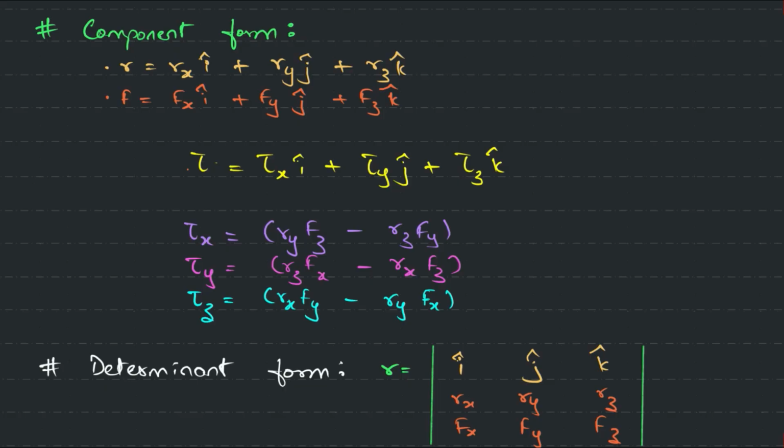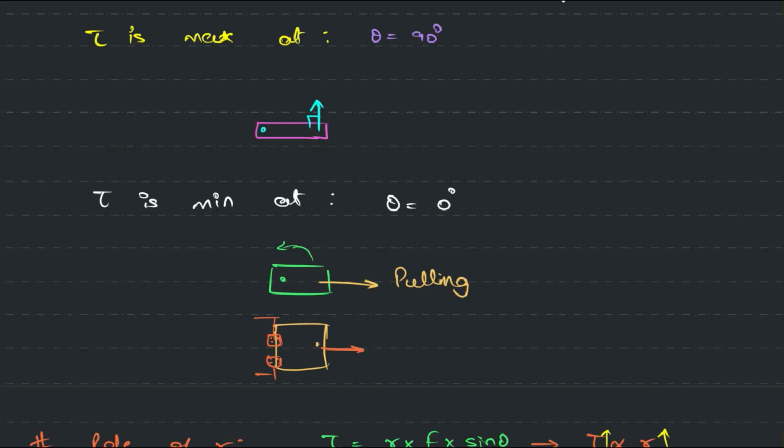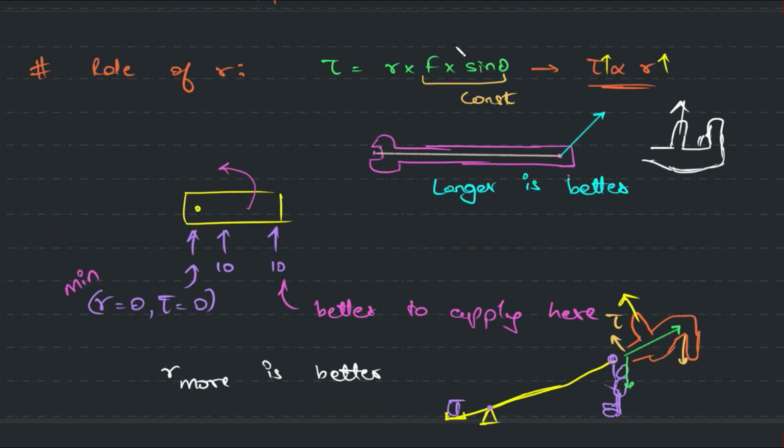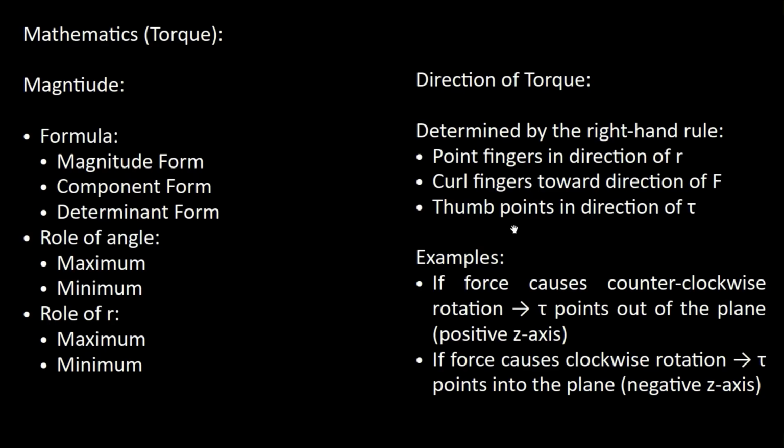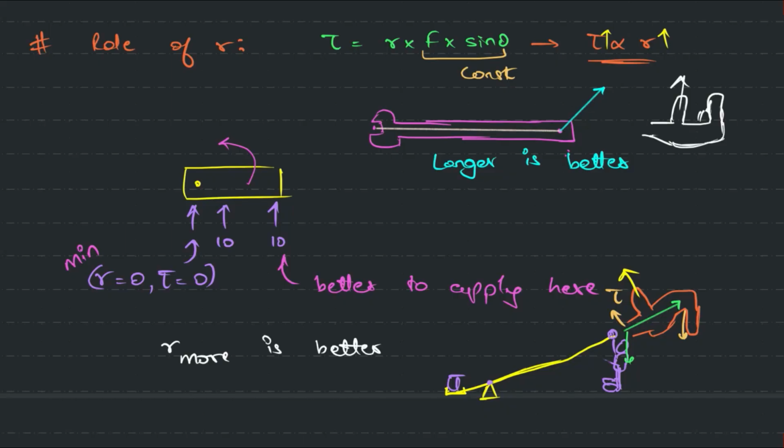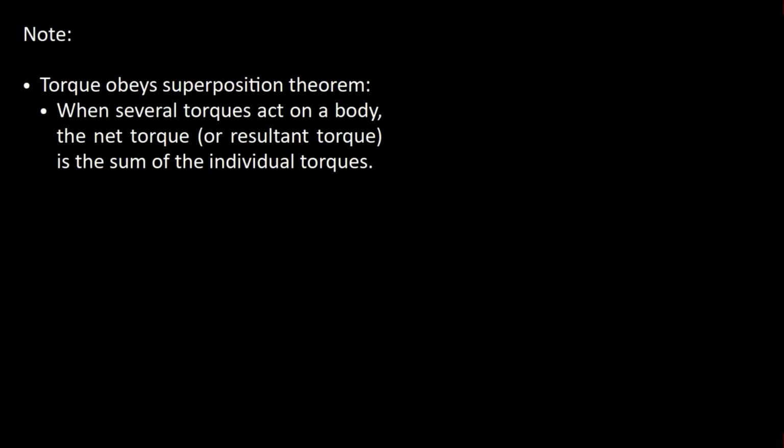And next, when it comes to theta being maximum and minimum, and when it comes to R being maximum and minimum. And the direction of torque, you have to write this. And give yourself an example. And a small note.